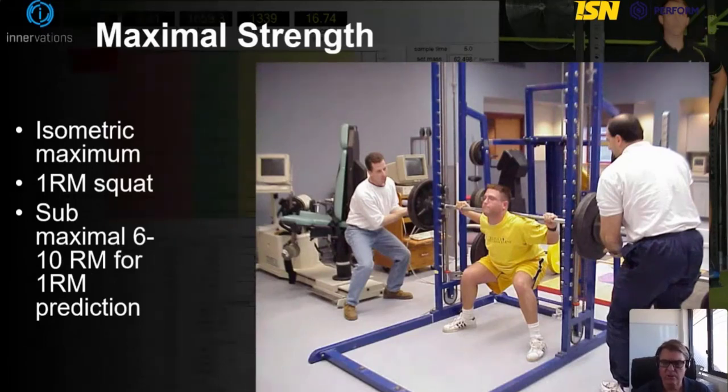And it can be measured using submaximal tests of 6RM or 10RM, and then using that to predict 1RM. I'm not terribly in favour of that. I think that a 1RM test is a lot safer. It's quicker to do. It doesn't fatigue the athlete. They only have to lift the weight for 1 repetition per test. They either lift it or they don't.